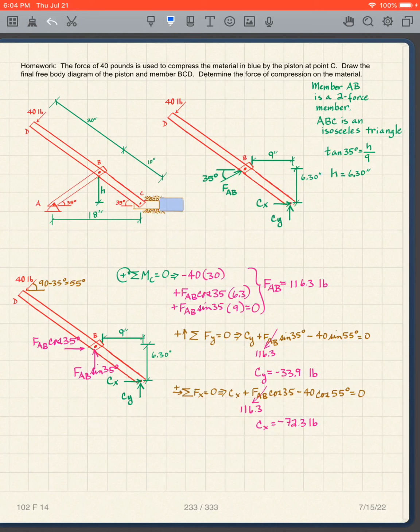So when I take the free body diagram of member BCD, I have the 40 pounds, of course. At point B, I've got FAB at the angle of 35 degrees. And then I have a CY and CX. All the dimensions that we need are given here. And I take moments about point C.